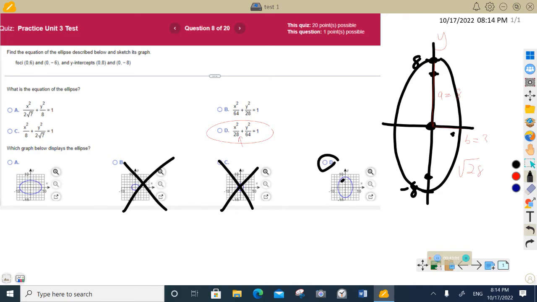The standard form of an ellipse, remember, is x minus h, quantity squared, over some number, plus y minus k, quantity squared, over some number, equals 1. When you can figure out who the major vertex is, this is your a squared, this is your b squared. So b squared equals 28, so b must equal the square root of 28. Okay, that's all for that problem.